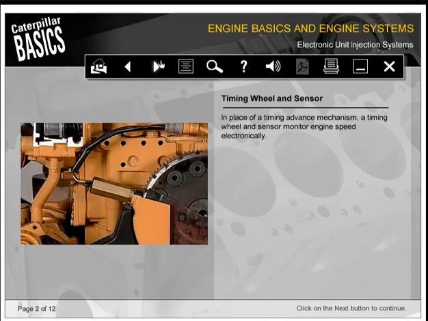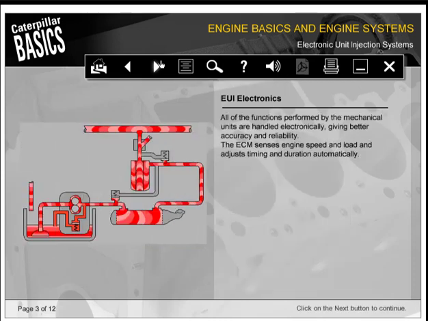In place of a timing advance mechanism, a timing wheel and sensor monitor engine speed electronically. All of the functions performed by the mechanical units are handled electronically, giving better accuracy and reliability. The ECM senses engine speed and load and adjusts timing and duration automatically.